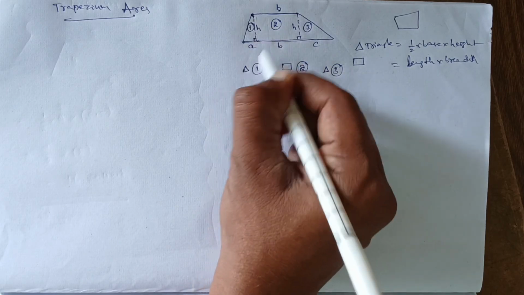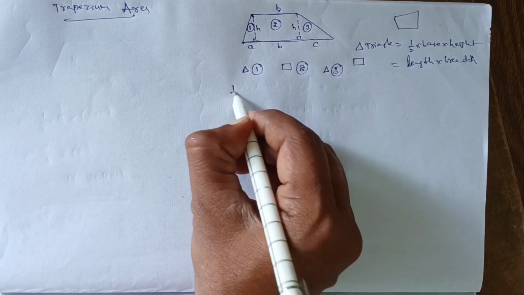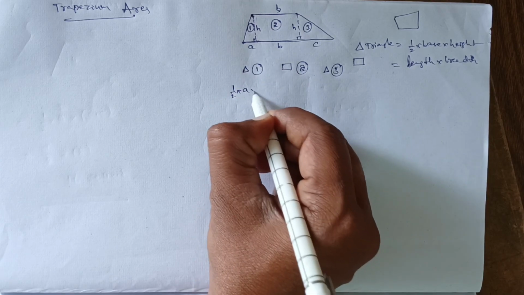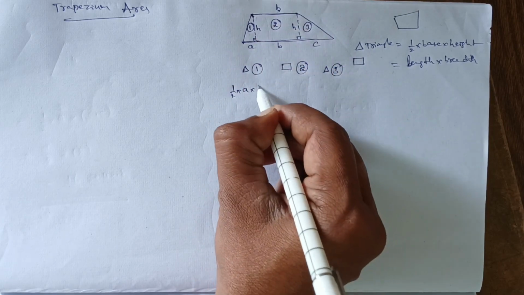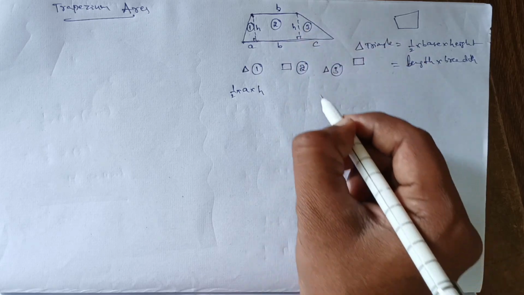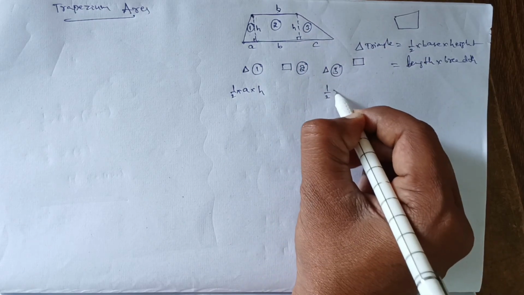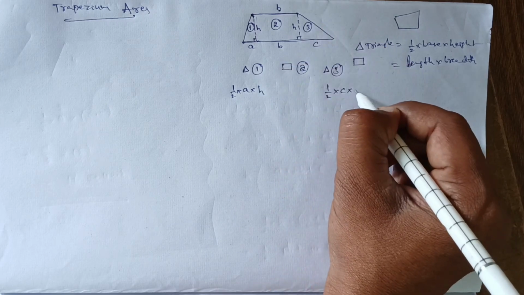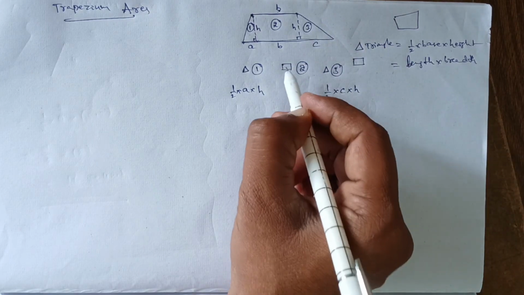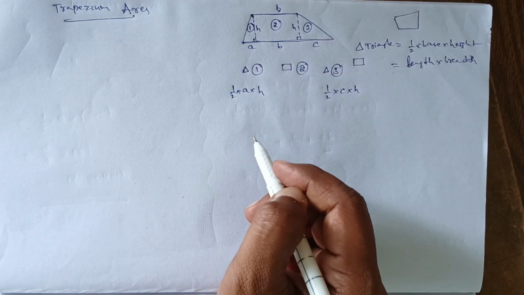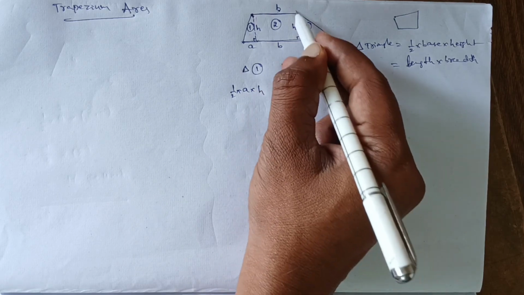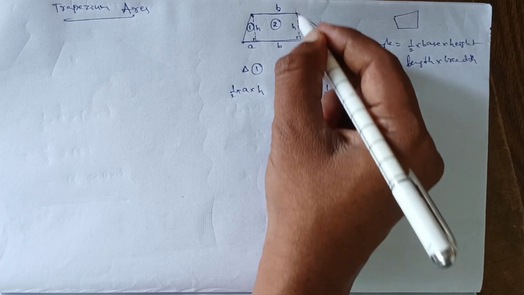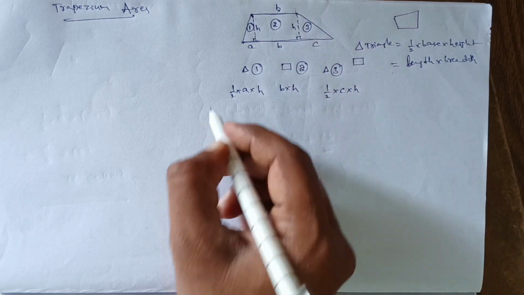So let's start with the area of the first part. It is a triangle, so half into base into height. What is the base here? a. What is the height? h. Next, the last one is also a triangle. I am taking this one. Half into base. What is the base here? c. And what is the height of the triangle? That is h. The middle part is a rectangle. The rectangle's area formula is length into breadth. For this area, the length is b and the breadth is h.